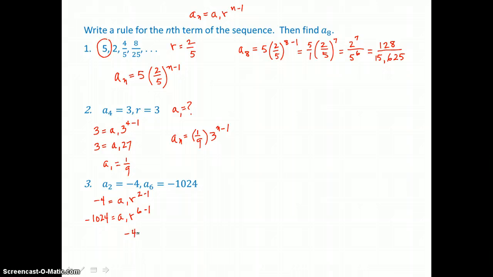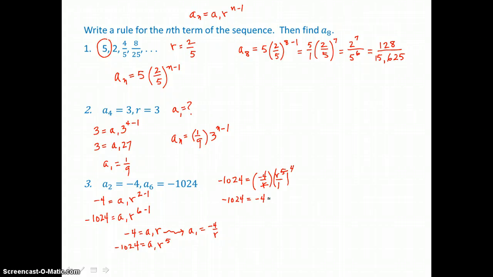So cleaning up this system, I have negative 4 is equal to a sub 1 times r raised to the 2 minus 1 is first power, and negative 1024 is equal to a sub 1 times r raised to the 6 minus 1 power, that's the 5th power. So we'll use substitution to solve. In this first equation, I'll solve for a sub 1. It's equal to negative 4 over r, and then substitute into the second equation. So I get negative 1024 is equal to negative 4 over r times r to the 5th over 1. Now you can see that r is going to cancel top and bottom, so I get negative 1024 is equal to negative 4 times r to the 4th.